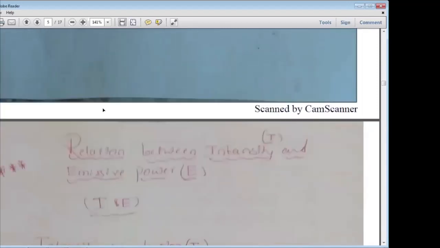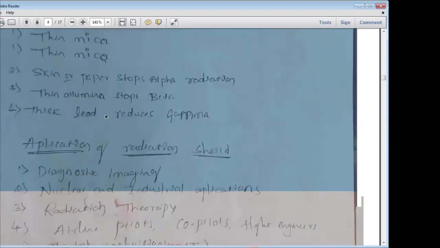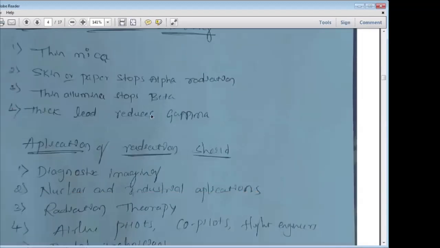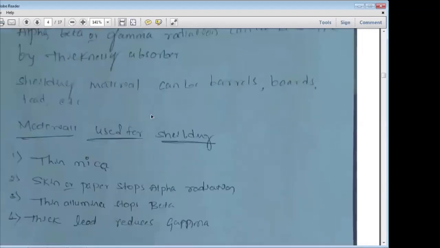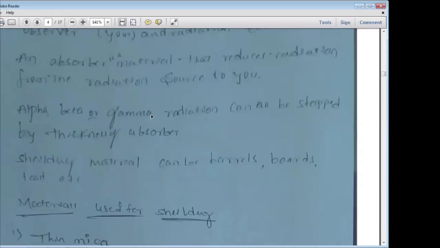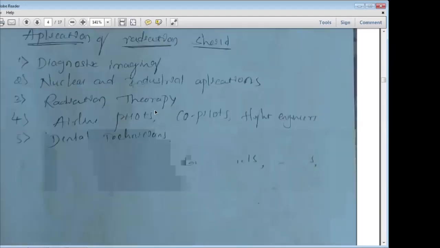They may ask a 4 marks question or a 2 marks question, such as what is a radiation shield. Just explain the meaning of radiation shield, what the materials are, and the applications.